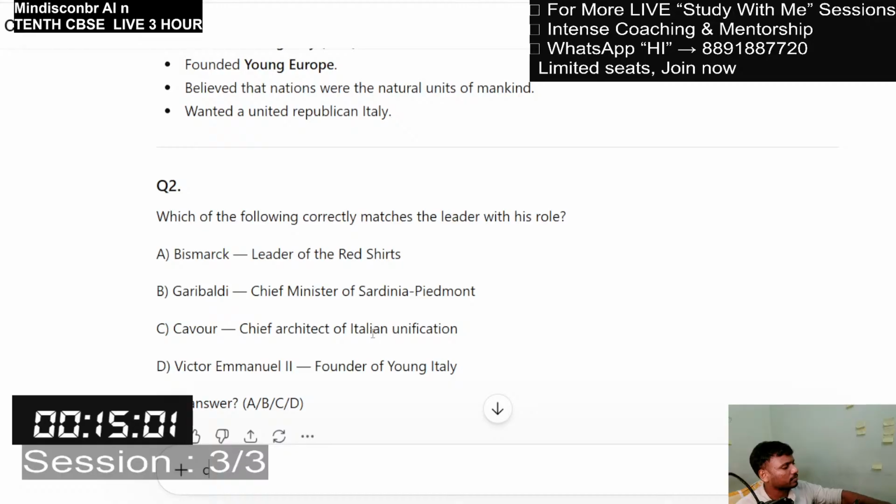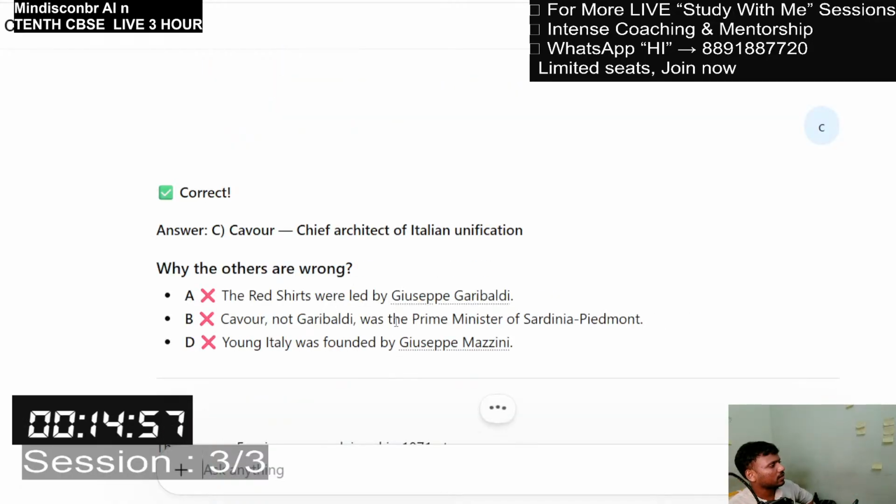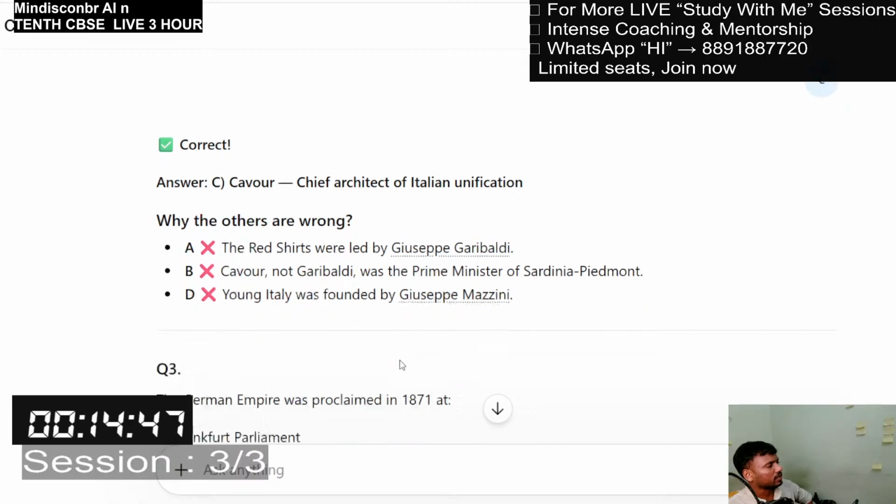C. Red Shirts were led by Giuseppe Garibaldi. Cavour, not Garibaldi, was the Prime Minister of Sardinia, Piedmont. And Young Italy was founded by Giuseppe Mazzini.